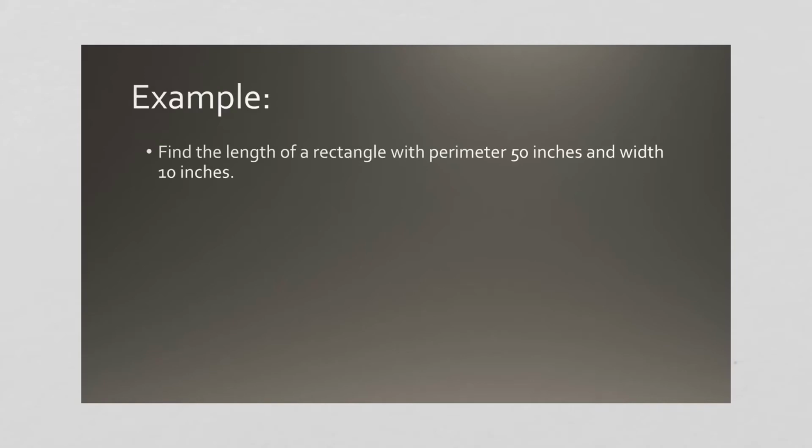Okay, so in this problem it says, find the length of a rectangle with a perimeter of 50 inches and a width of 10 inches. So this time we don't know our length. We know that it's a rectangle. It's a terrible rectangle, but it's a rectangle. It says that the perimeter is equal to 50 inches. And it says our width is 10.